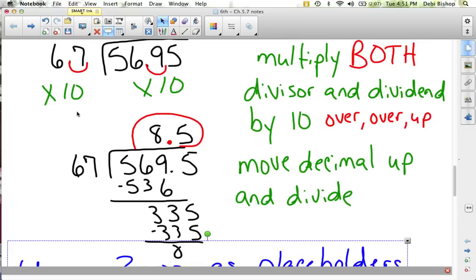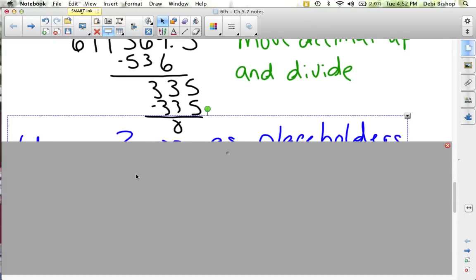So again, I think of it as over, over, up. And then you divide as normal, and you can see that 56 and 95 hundredths divided by 6 and 7 tenths equals 8 and 5 tenths as your total number.